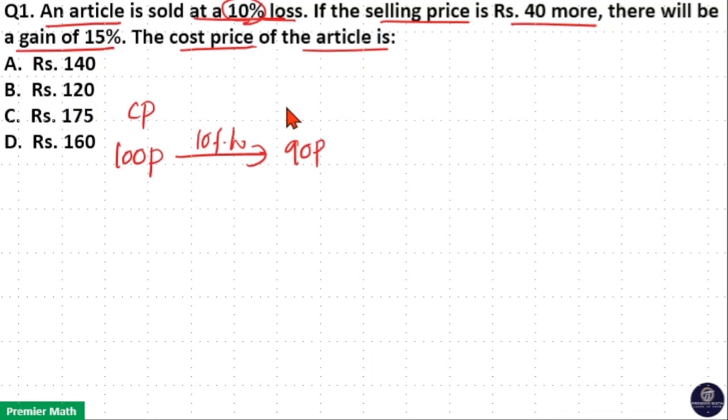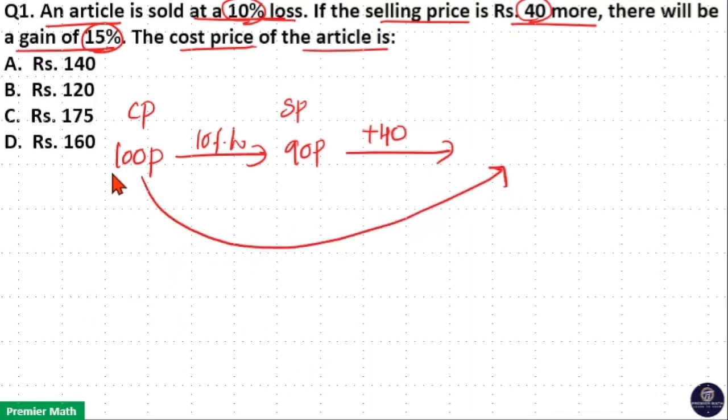Article is sold at 90 rupees or at 90 part. Now if the selling price is rupees 40 more, there will be a gain of 15%. Now gain of 15% means gain is always calculated upon the cost price. So 15% means 100 plus 15. 115 is the new selling price, 115 parts. Now you can see here difference between 90 part and 115 parts is equal to 25 parts.